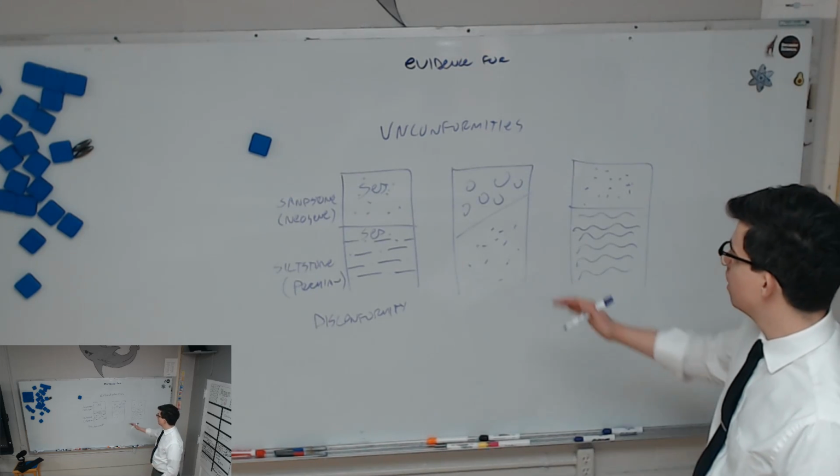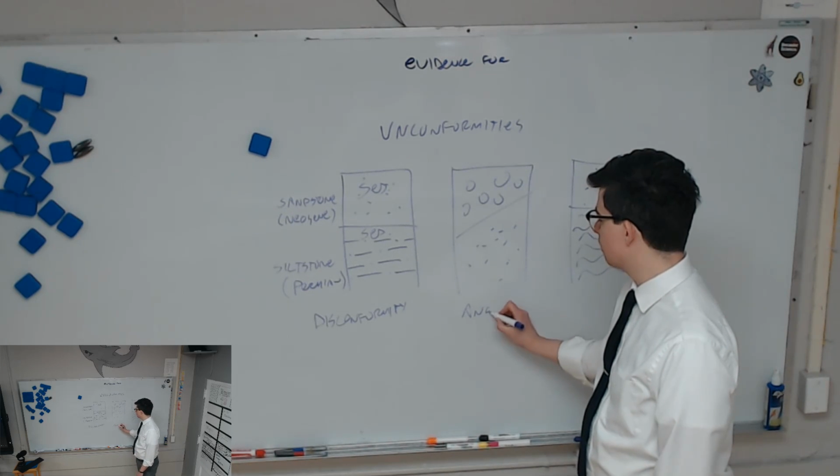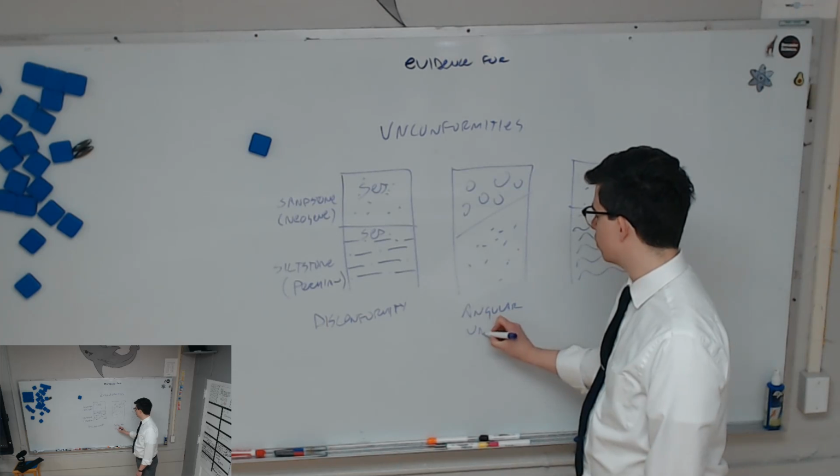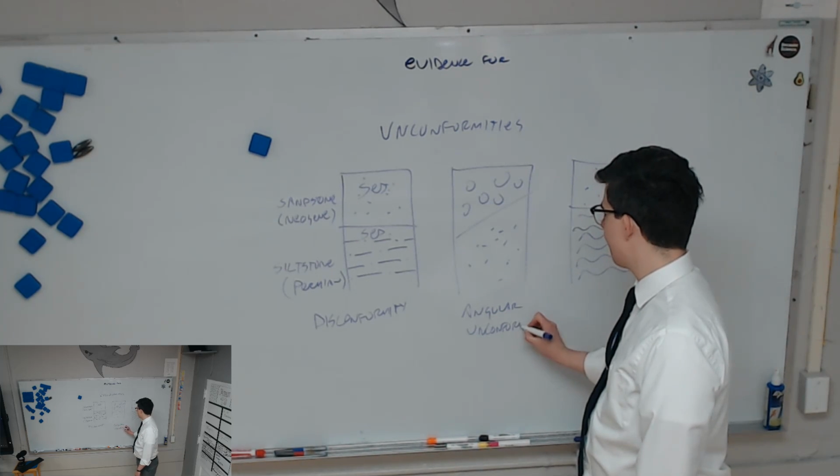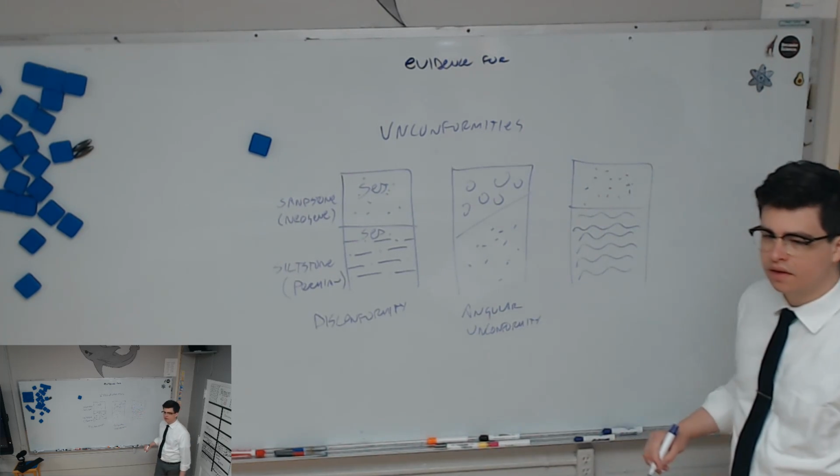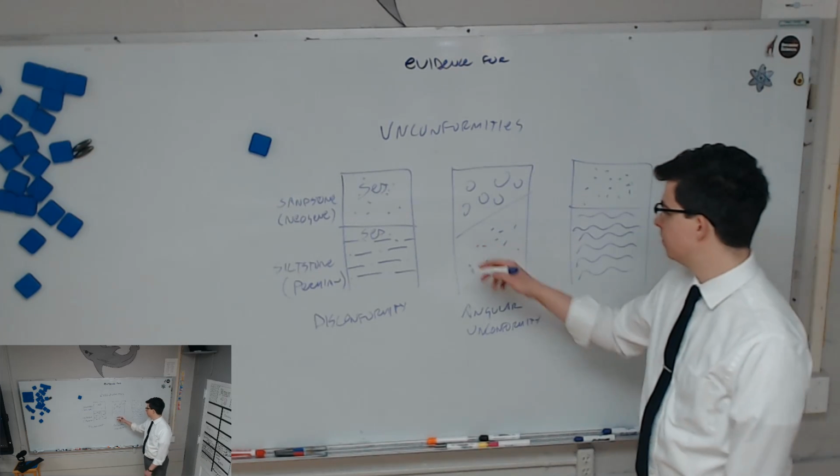Okay, this one is called an angular unconformity. Why might it be called that? Because it's at an angle. There's an angle. Okay, we're going to go on to the next one.